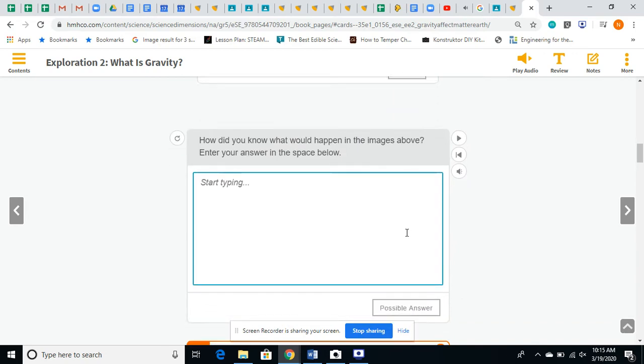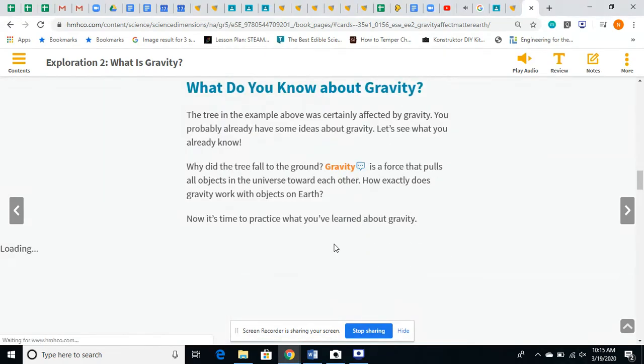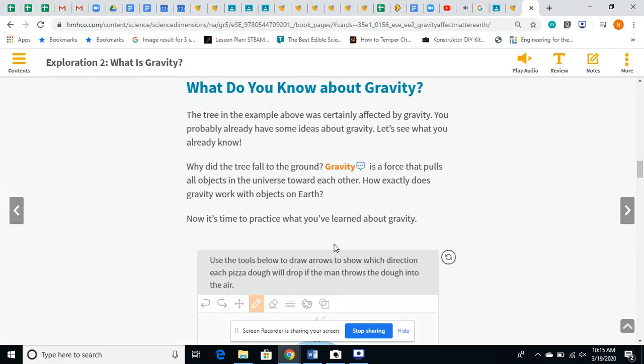All right, how did you know what would happen in the images above? Enter your answer in the space below. I knew this because what goes up must come down. What do you know about gravity? It says the tree in the example above was certainly affected by gravity. You probably already have some ideas about gravity. Let's see what you already know. Why did the tree fall to the ground?